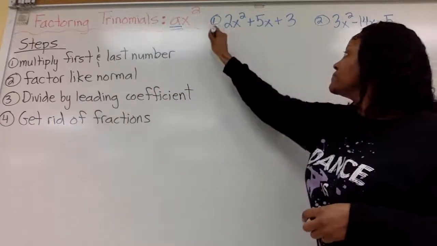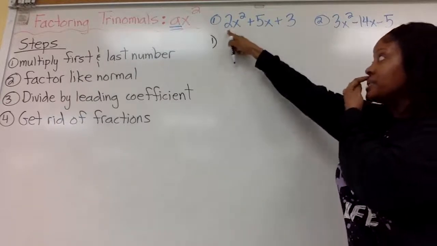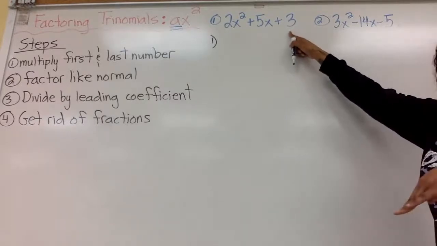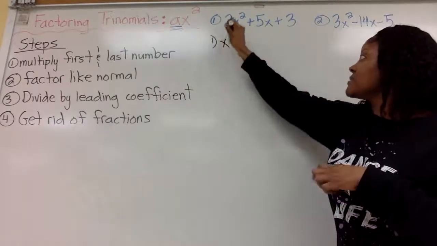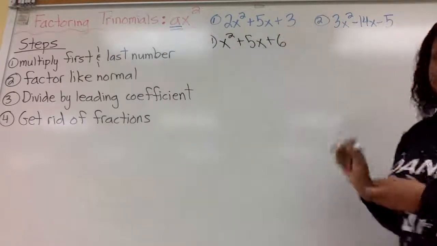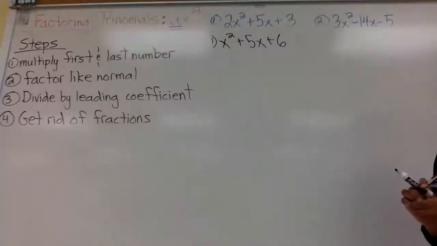So step 1, it says multiply the first and the last number. The first number is 2. The last number is 3. We're going to multiply that and bring everything else down. So that's going to give me x squared plus 5x plus 6. So that is step 1. We've multiplied the first and the last number.